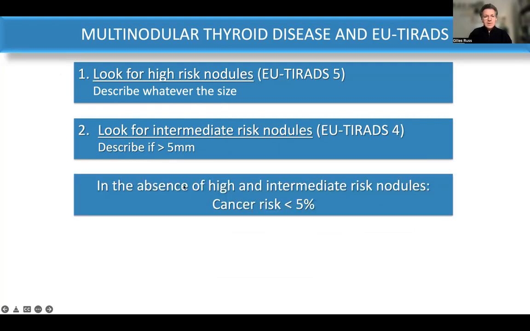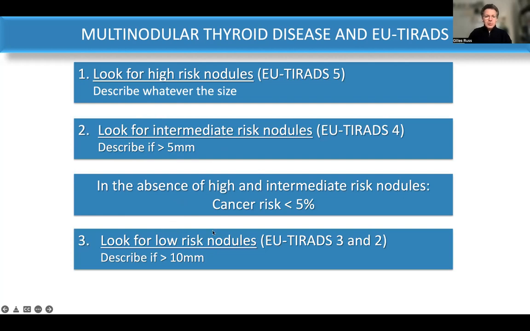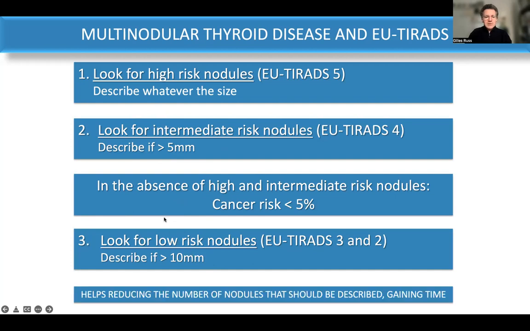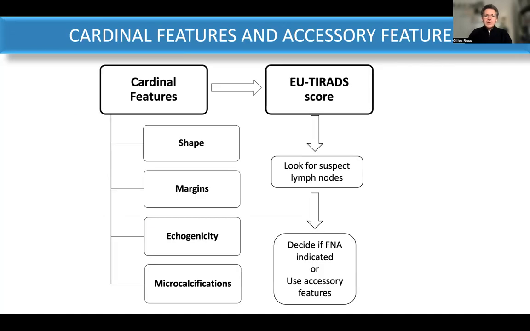If you do so, and there are no such nodules, then the risk of malignancy is below 5%. And then you will look for low-risk nodules, EU-TIRADS 3 and 2, and you can describe them if they measure more than 10 millimeters. So this will help you reduce the number of nodules that you will describe. You will gain time, you will gain efficacy, you will be more relevant, and when you do so, you will describe a mean number of 3 to 4 nodules only.